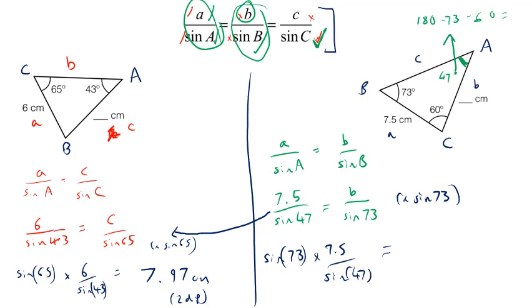And so I put that into my calculator now. Sine 73, close bracket, times by fraction button, 7.5 over sine 47, close bracket, equals this. 9.81 centimetres to 2 decimal places.